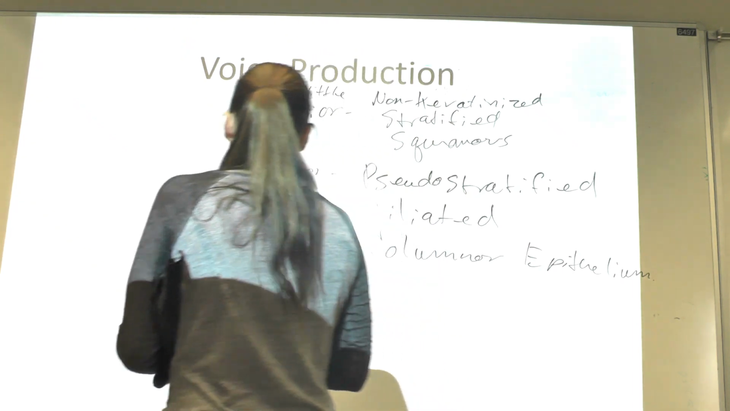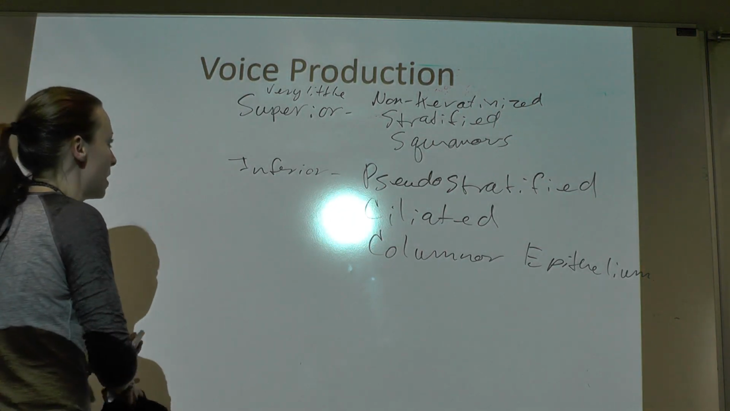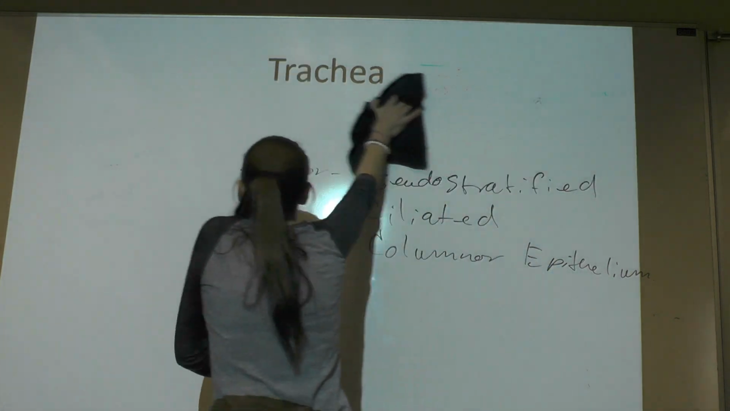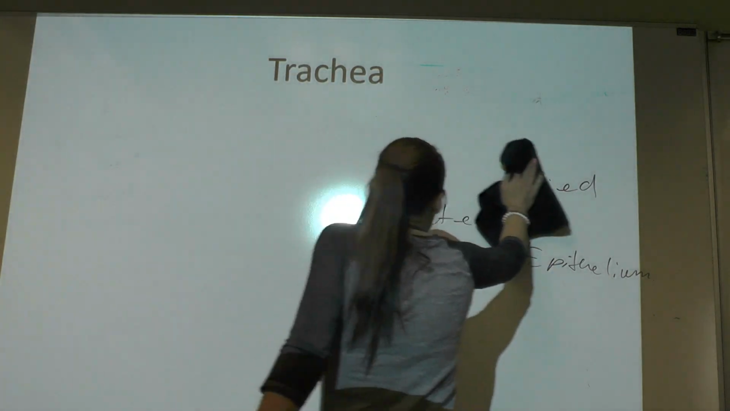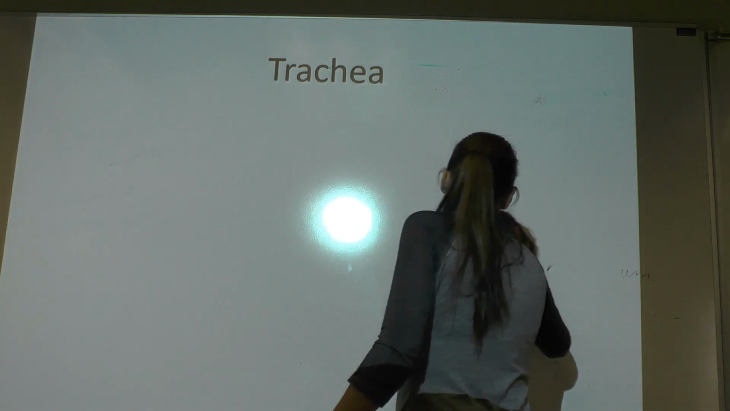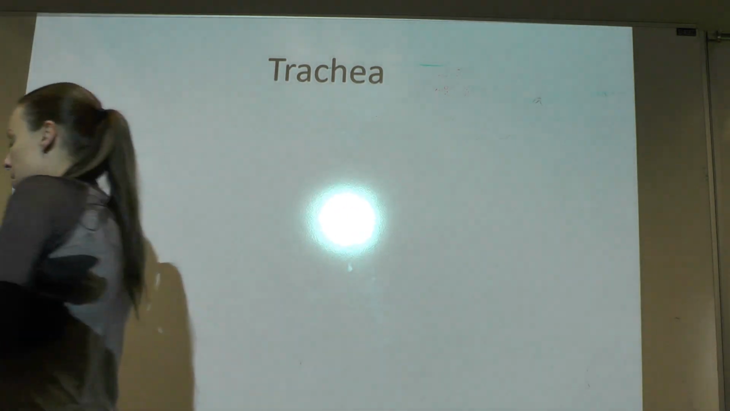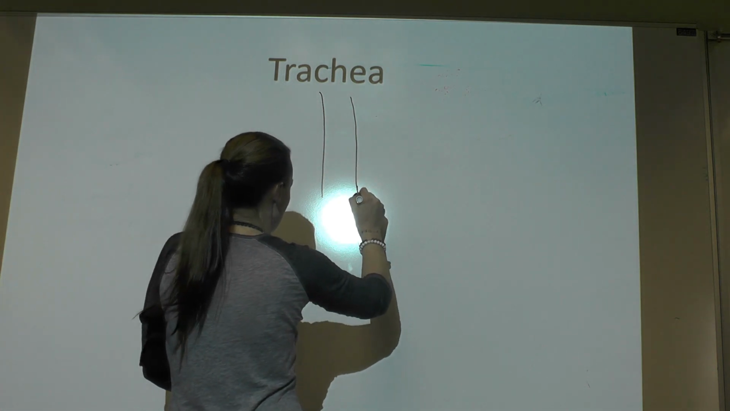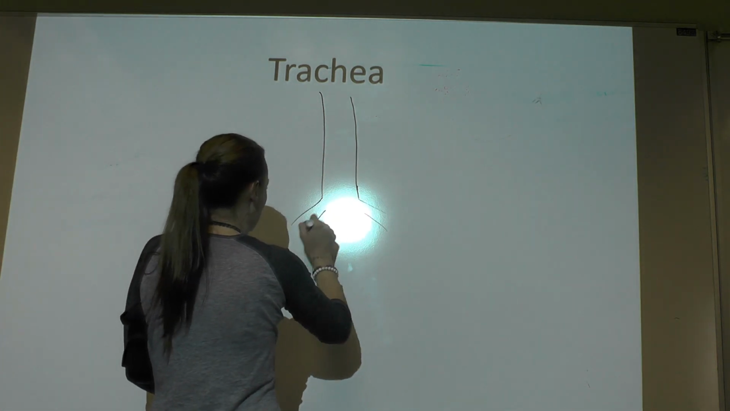Okay. Voice production, we talked about it. Your vocal folds vibrate and we produce sound. From our larynx, air is conducted into the trachea, and the trachea is going to lead into our bronchial tree. So let's just say that's our bronchial tree there.